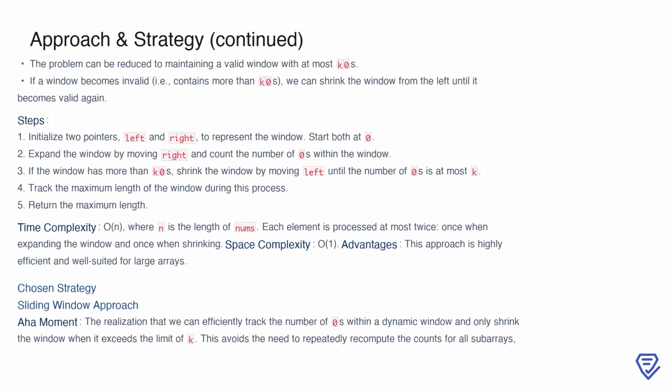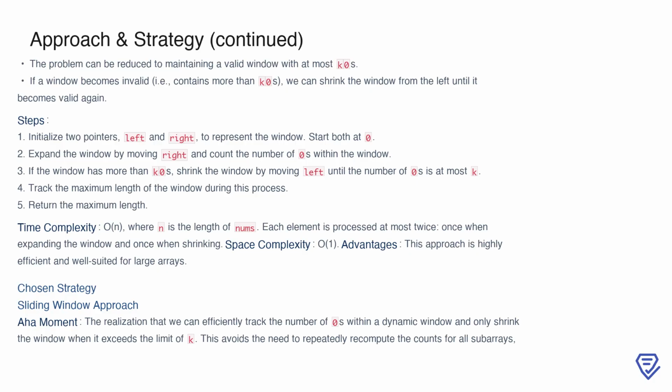A much more efficient solution comes from using the sliding window approach. Instead of analyzing every possible subarray, we dynamically maintain a valid window where the number of zeros flipped is at most k. The key observation here is that we can expand and shrink this window as needed, ensuring that it remains valid while also tracking the maximum length of consecutive ones.